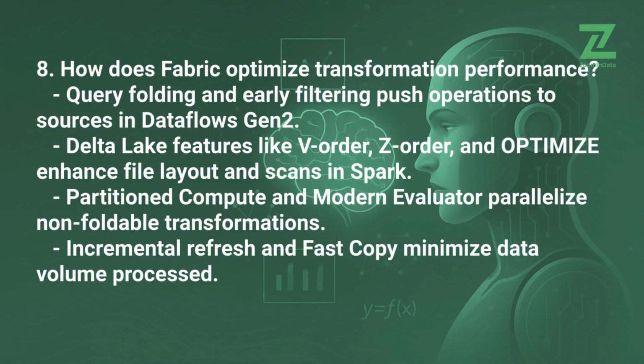8. How does Fabric optimize transformation performance? Query folding and early filtering push operations to sources in Dataflows Gen2. Delta Lake features like V-Order, Z-Order, and optimize enhance file layout and scans in Spark. Partitioned compute and modern evaluator parallelize non-foldable transformations. Incremental refresh and fast copy minimize data volume processed.